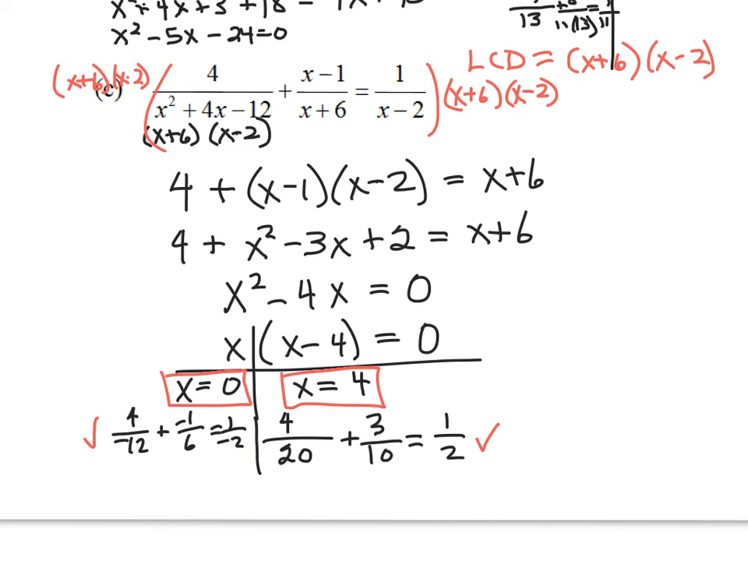This factors into x times x minus 4. And as you can see, neither 0 nor 4 gave us an extraneous solution, and they did end up both working in the original equation. So I have two solutions for this problem, 0 and 4.